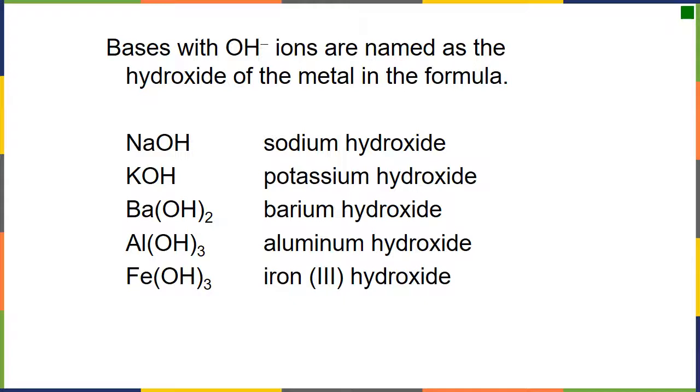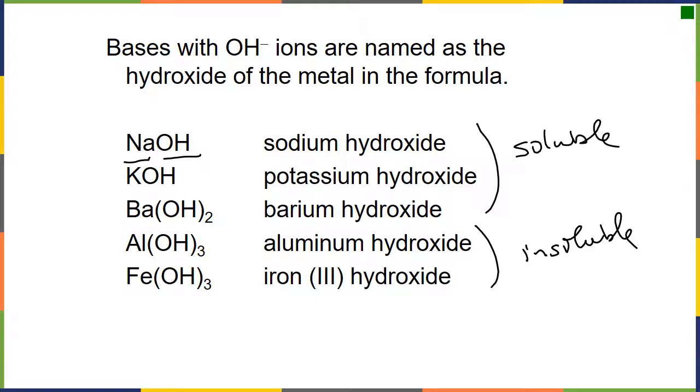Bases are almost exclusively a metal with a hydroxide. That's it. Metal with hydroxide is going to be bases. These guys are insoluble. We know this from the solubility rules, and these guys are soluble. And again, we know this because all group 1 compounds are soluble, and barium is one of the soluble exceptions on the hydroxides in the solubility rules.